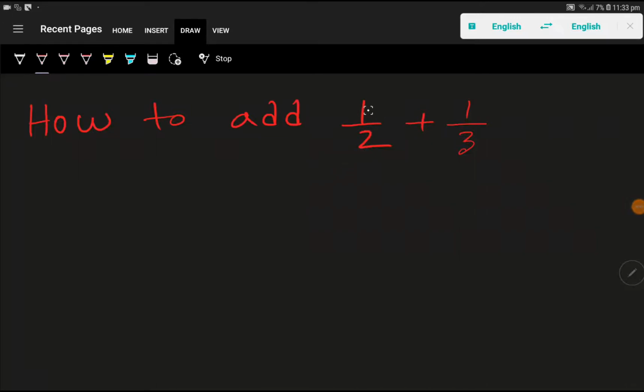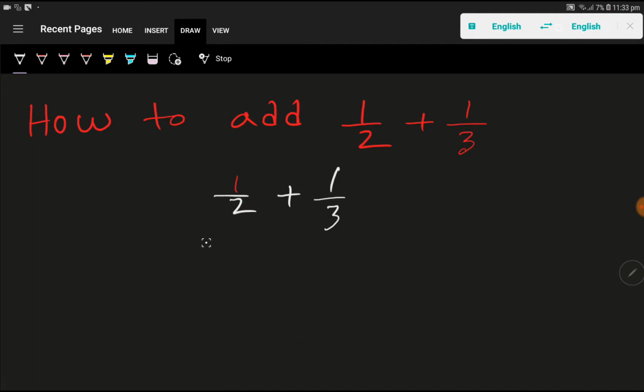How to add 1 over 2 plus 1 over 3. That is how to add these two fractions, right? Look, this is our problem: half plus 1/3. To add these two fractions, we need a common denominator, but here we have unlike denominators, here 2, here 3, and we need the same denominator.